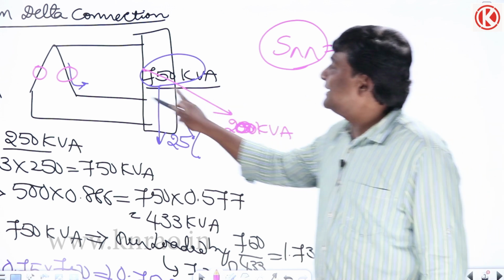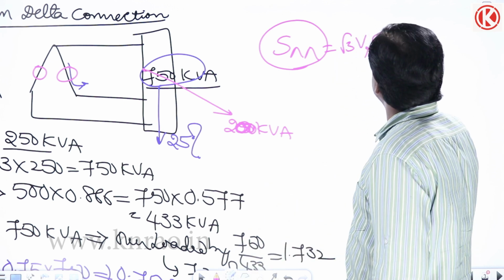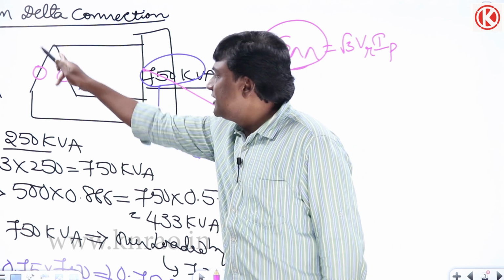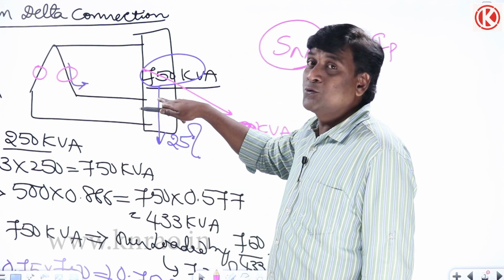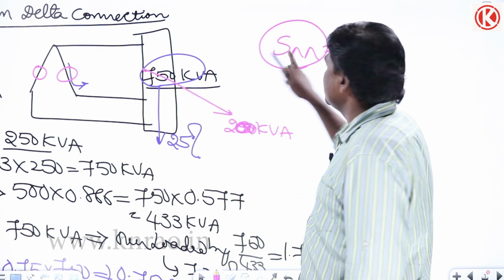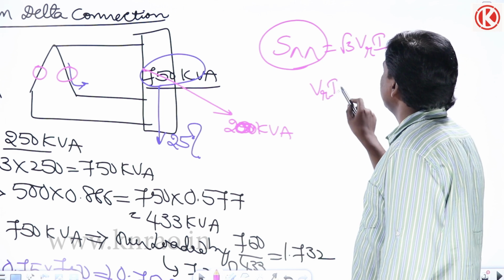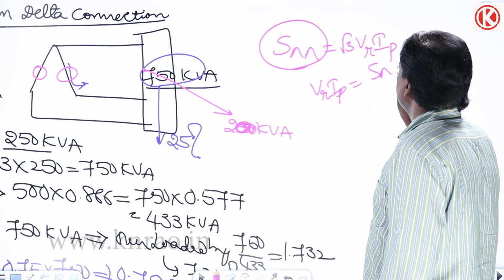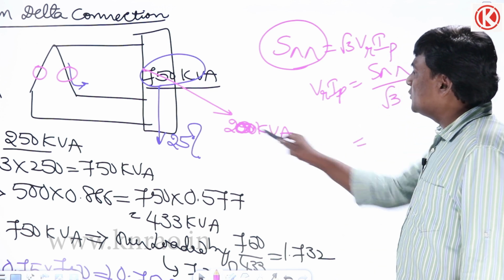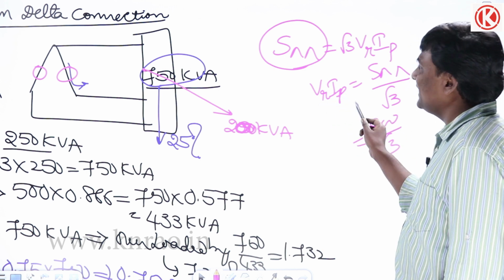Now, can I say I rated has to be considered? No, it should be, other than load, the phase current. It is not full load, it is not rated. I phase current into rated voltage into root 3 is going to be S of open delta. So V rated into I phase is going to be S of open delta by root 3. If S of open delta is 200, then 200 by root 3 is going to be V rated I phase.